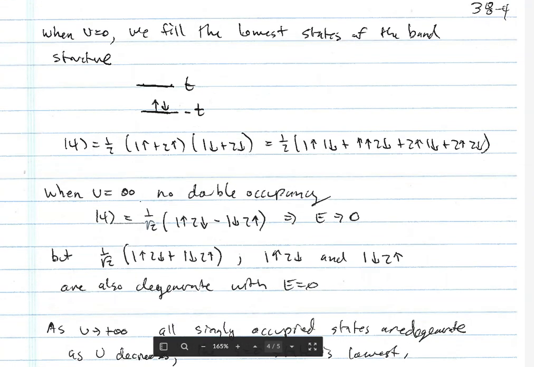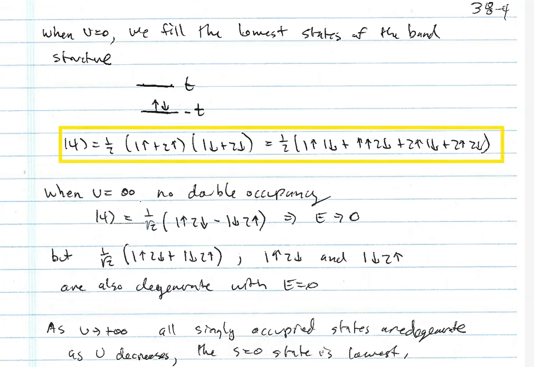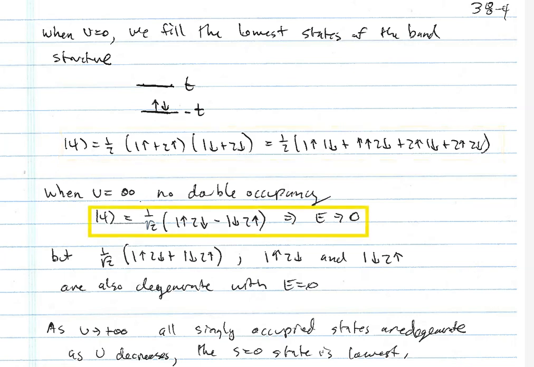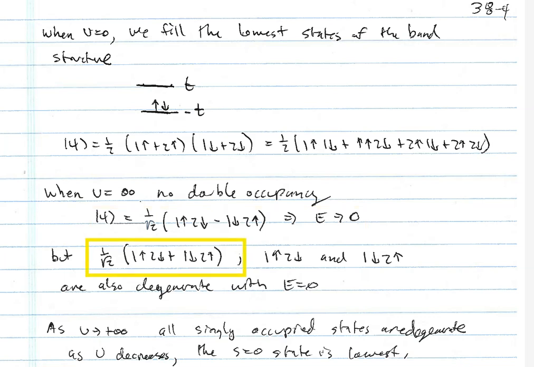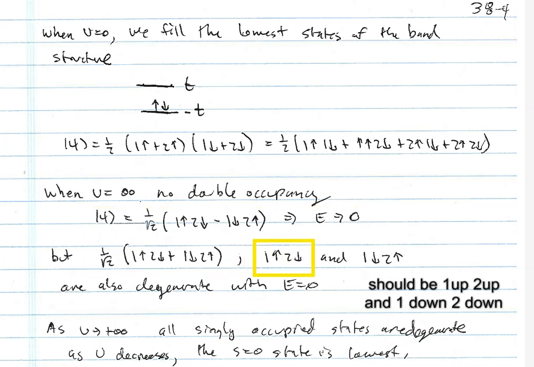Okay, so as I mentioned before, when U is equal to 0, we fill the lowest states of the band structure. This is the bathtub principle, and you get that state. When U is equal to infinity, there's no double occupancy. It also tells us that the energy is going to go to 0 in that case. But we find that also the state 1 over square root of 2, 1 up, 2 down, plus 1 down, 2 up, and the state 1 up, 2 down, and the state 1 down, 2 up, they're all degenerate, and they all have energy E equals 0.